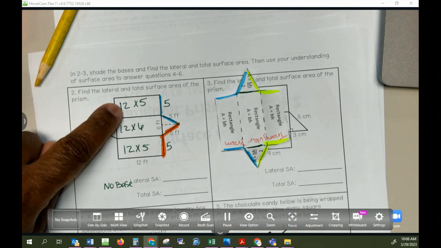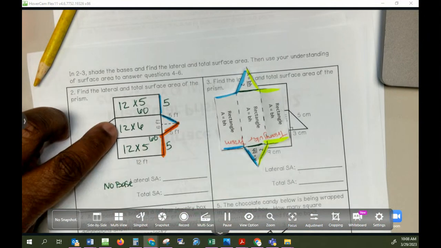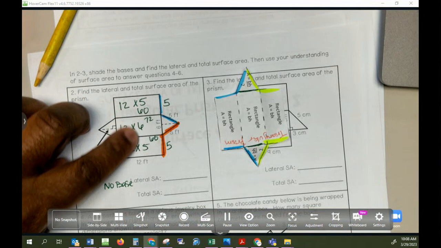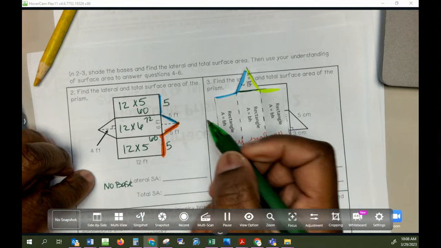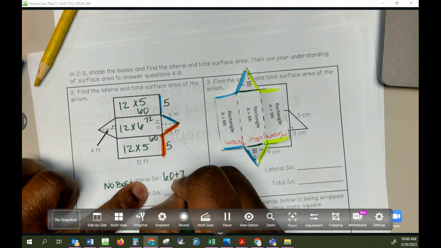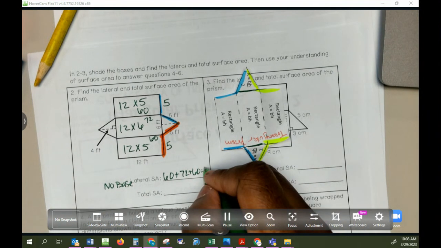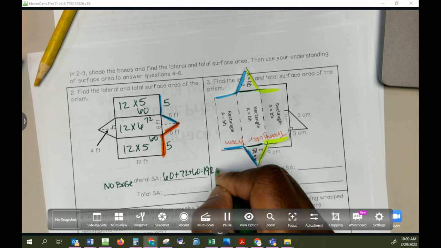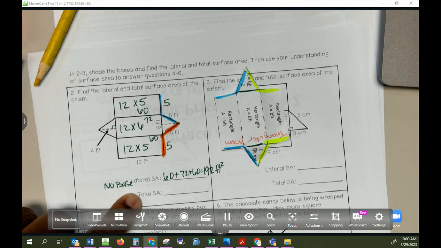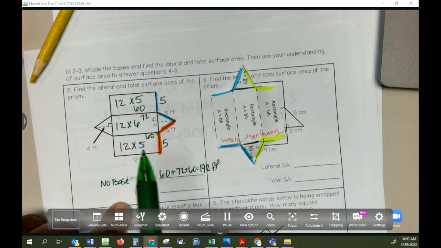All right, so let's calculate. What's 12 times 5, Caroline? So 60, and this one has to be 60. And what about 12 times 6? 72. So when I add these three numbers up, what would I get? So for lateral, it's going to be 60 plus 72 plus 60, and we get what? 192 square feet. Great job. So for total surface area, we need to calculate the area of the triangles.